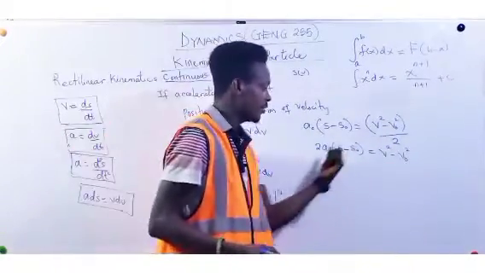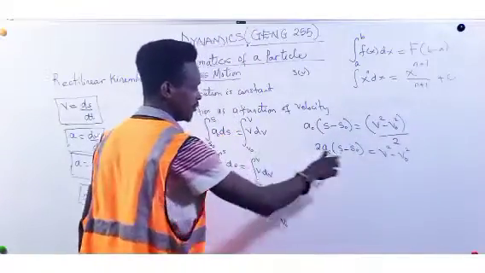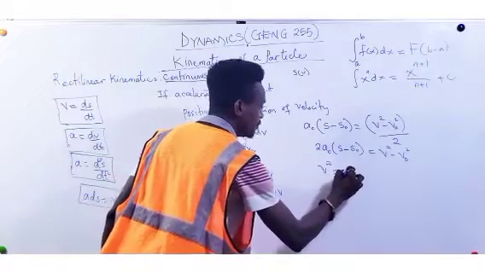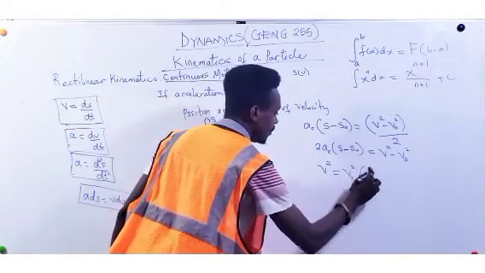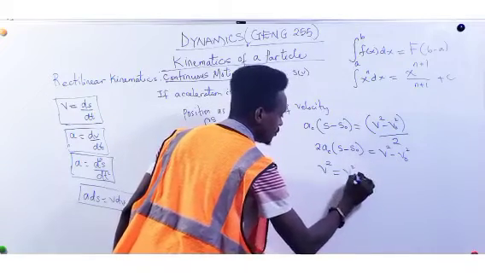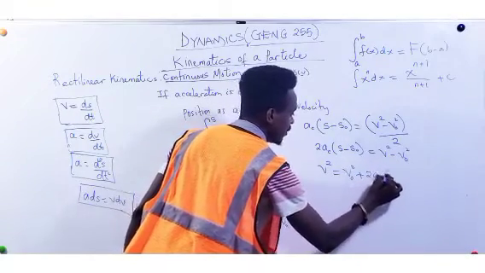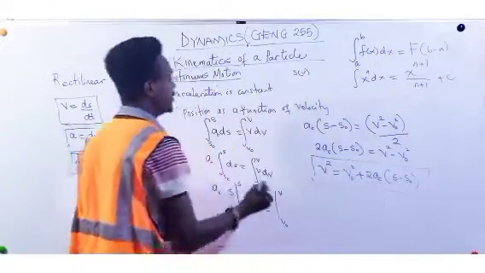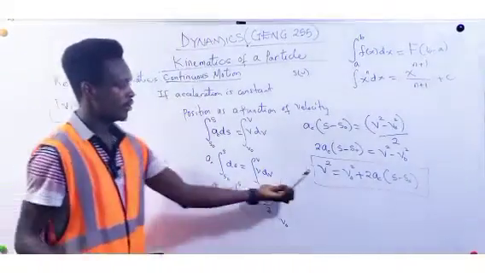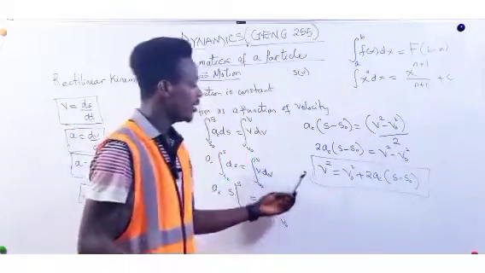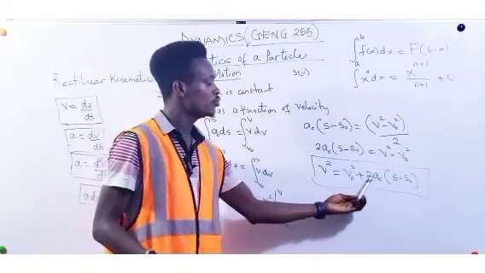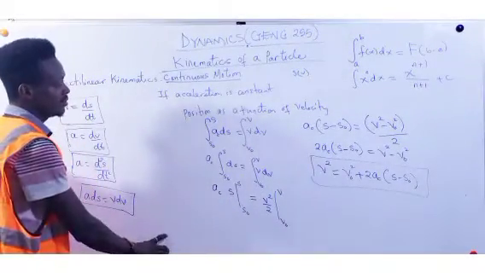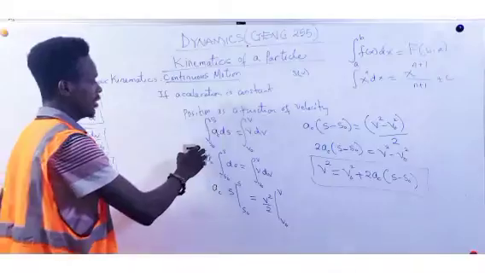If we send v naught across, since v naught is negative, we'll have v squared equal to v naught squared plus 2 a_c times s minus s naught. This is the reason why velocity is a function of position, where we have v squared equal to v naught squared plus 2 a_c times s minus s naught. Let's look at our last function, where we have position as a function of time.